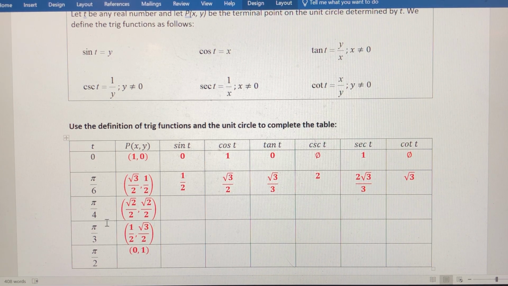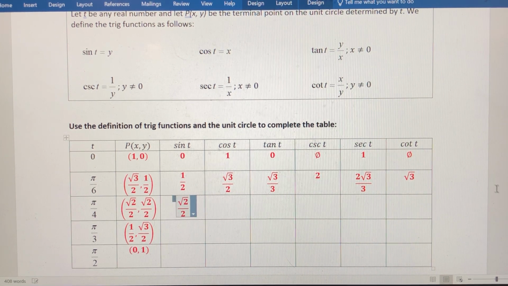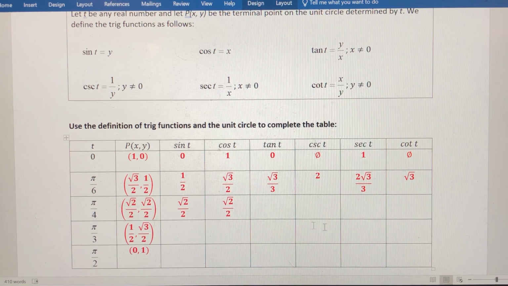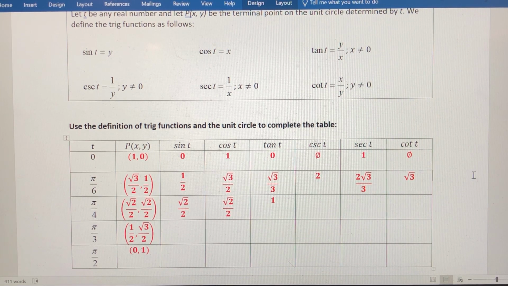Okay? Pi over 4. The terminal point for pi over 4 on the unit circle is radical 2 over 2, comma, radical 2 over 2. So sine and cosine are both going to have the same value. Okay? Tangent is y divided by x. Well, when you divide a number by itself, you just get 1, so the tangent's going to be 1. Okay? Cosecant, we're going to flip this and rationalize and simplify. We just get radical 2. Okay? Same thing's going to happen for secant. We get radical 2. And cotangent is the reciprocal of tangent, so that's just going to be positive 1. You could also work it as x divided by y, so we get 1.